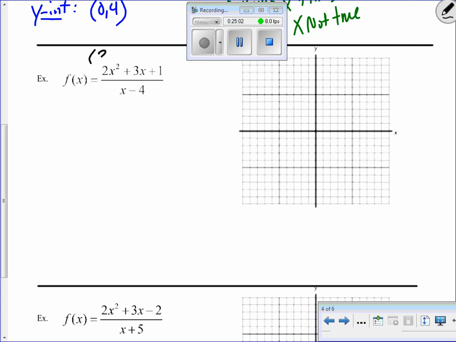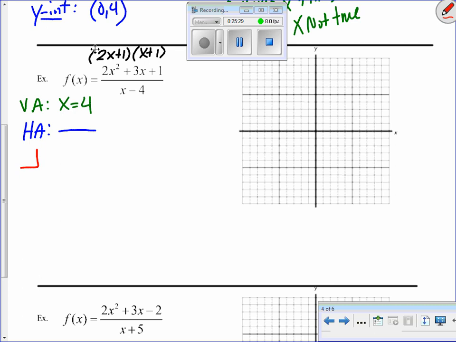We're going to factor that into 2x plus 1 and x plus 1. Okay, now that's there for us. We're going to have a vertical asymptote at x equals 4. There is not going to be a horizontal asymptote here, but there is going to be a slant asymptote.